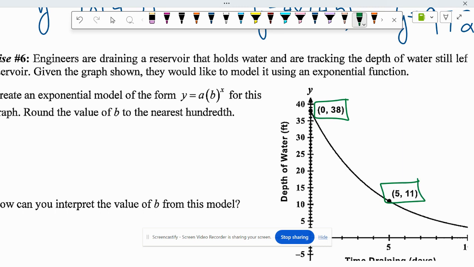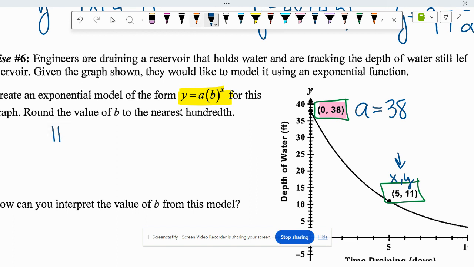And we're going to calculate a function like y equals a times b to the power of x. So what does this ordered pair right here give me? Yeah, it tells me that a equals 38. What does this ordered pair down here give me? Well, I think it gives me an x and a y to plug into my function, right? So instead of writing down the letter y, what am I going to put in? What is y from the ordered pair?